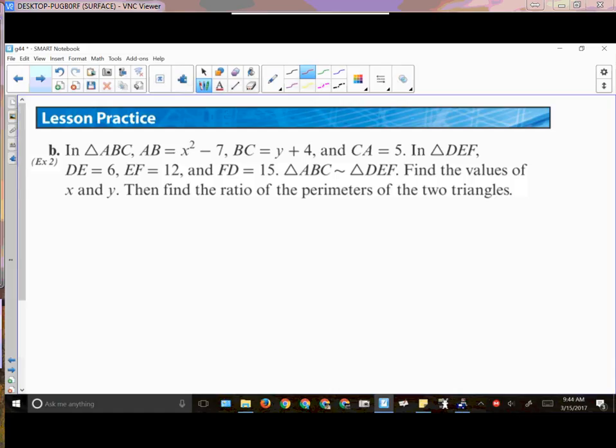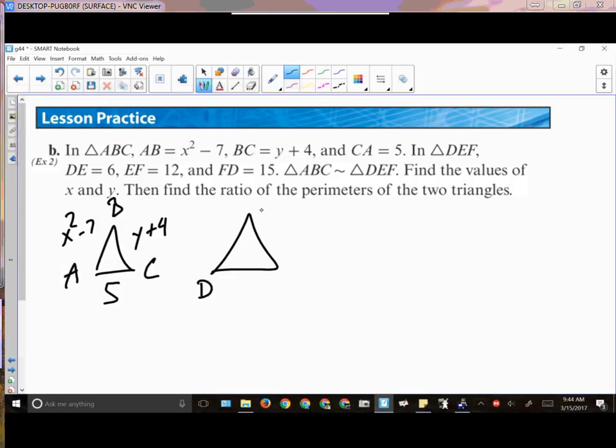So this is how I would approach it. I got triangle ABC. AB would be x squared minus 7. BC would be y plus 4. And CA would be 5. Another triangle, we got D, E, and F. Now it says DE is 6, EF is 12, and FD is 15. Now, is there a quick and easy way that I can deal with this?